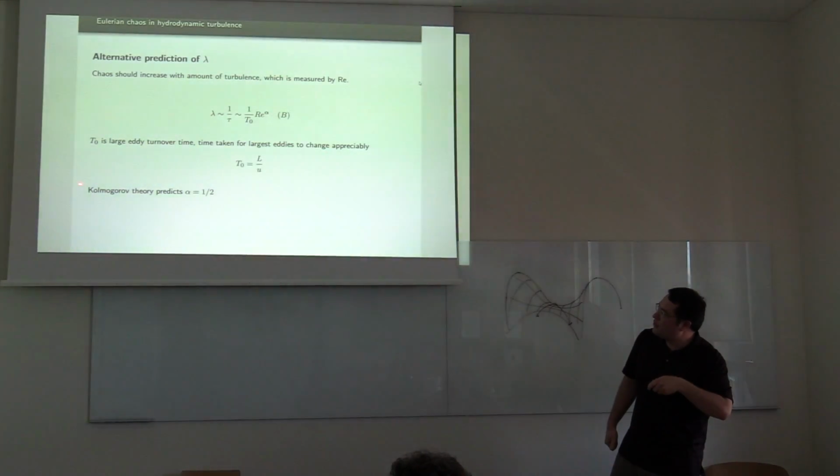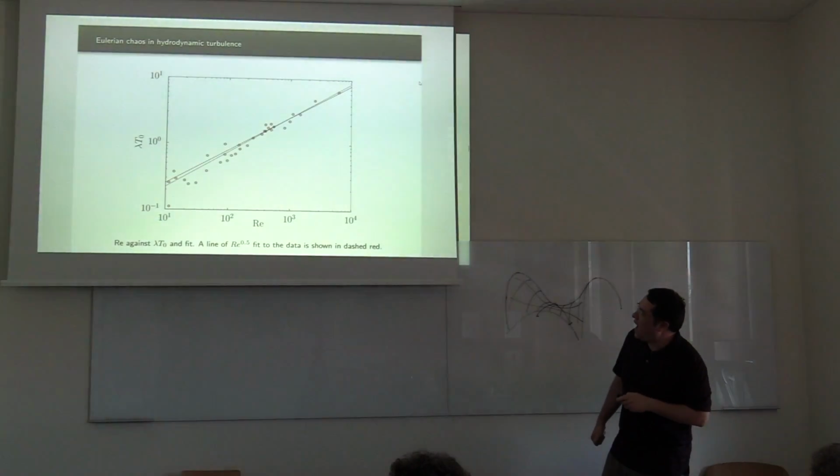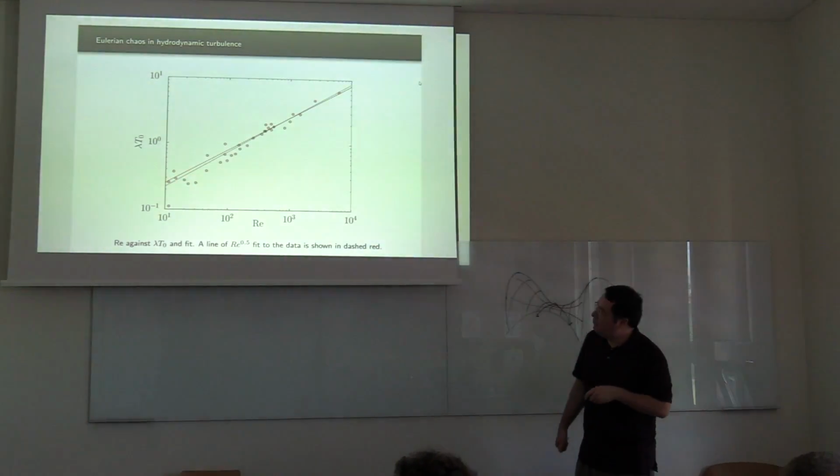Now, from Kolmogorov, the Kolmogorov cascade theory predicts that alpha is 1 over 2. So you can test this, and what we find is that we have this rough power law behavior between lambda t naught and Re, and the dashed line is a half, and our straight line least squares fit is almost a half. You might wonder about the large error here at low Reynolds number, but because it's a log plot, this looks worse than it actually is.